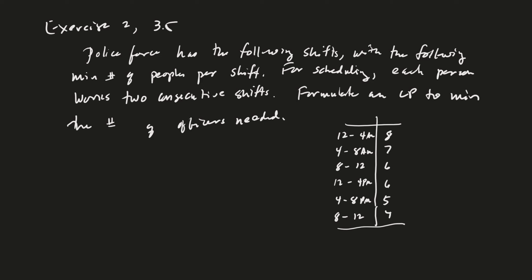So the midnight to 4 a.m. shift has 8 people, 4 to 8 a.m. has 7, 8 to 12 has 6, 12 to 4 p.m. has 6, and then 5 for the other 2 shifts. Good. We want to formulate an LP that minimizes the number of officers we need. So the main thing here is that each person has to work 2 consecutive shifts. Okay.